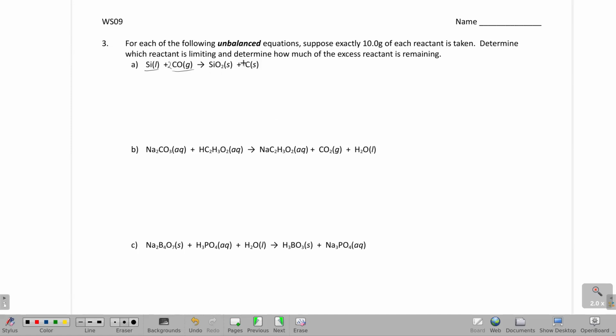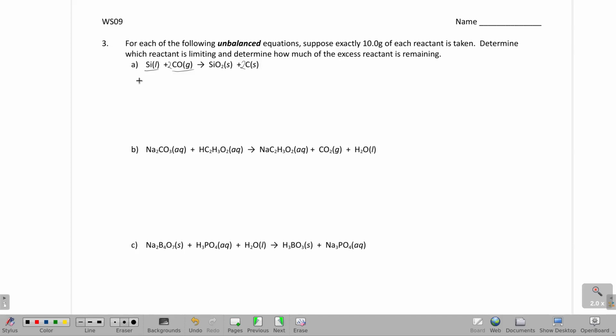I have these two oxygens here, so I'm going to back up here and put a 2 in front of that, and I'll put a 2 there. And silicon's fine, so that is balanced. All right, the next thing I'm going to need to do this math is get the molecular weights, and I'm just going to put them underneath our reactants.